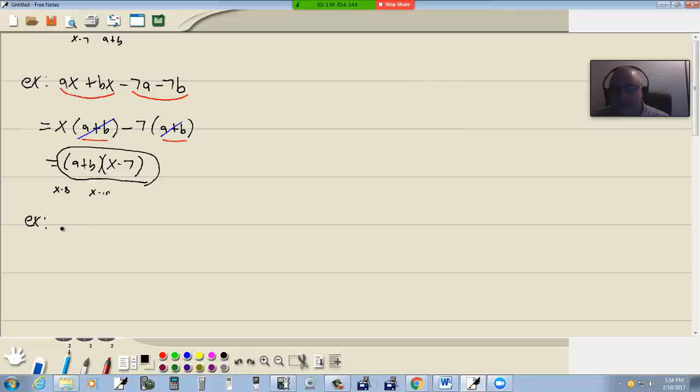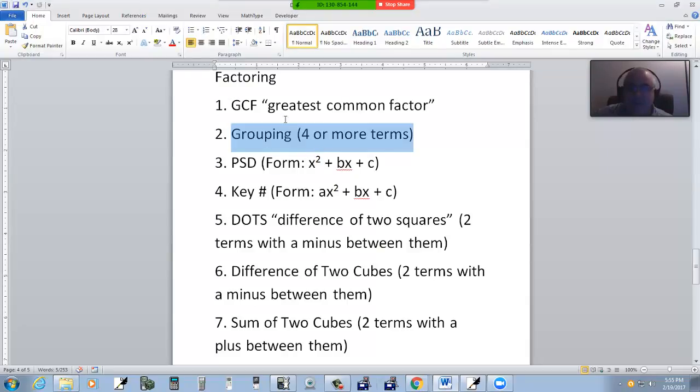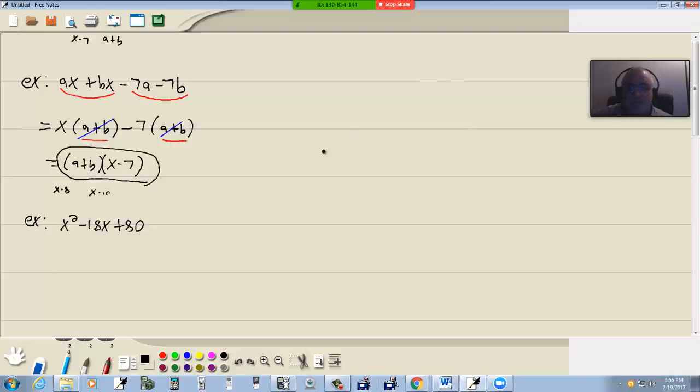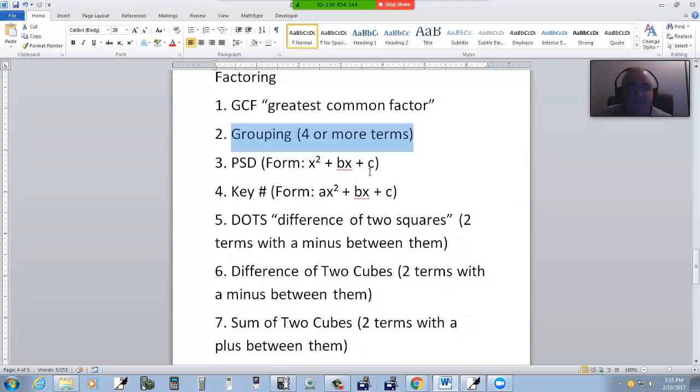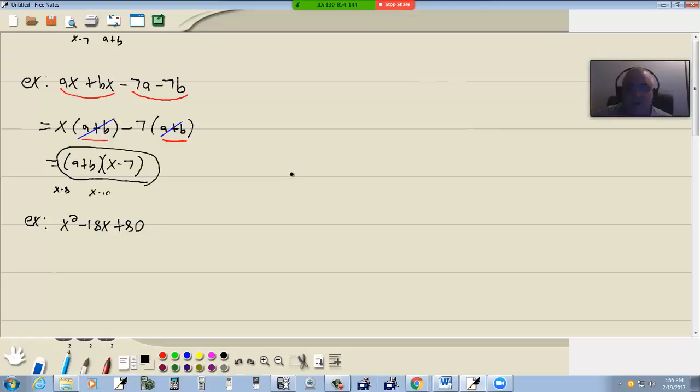Now let's say I have x squared minus 18x plus 80. Now GCF, there isn't one. Grouping is when you have 4 or more terms. We only have 3 terms here. PSD, that's when you've got the form x squared, x, no number in front of our x squared. So this would be PSD.